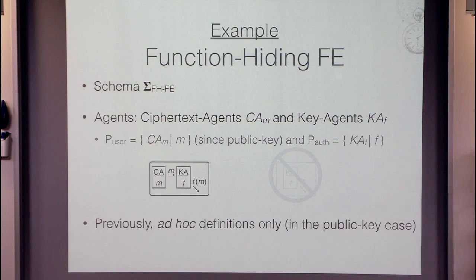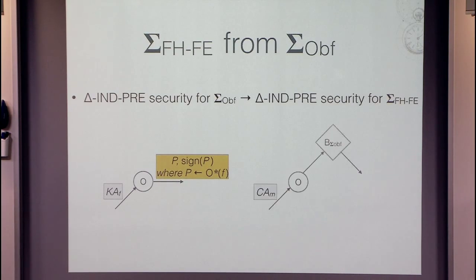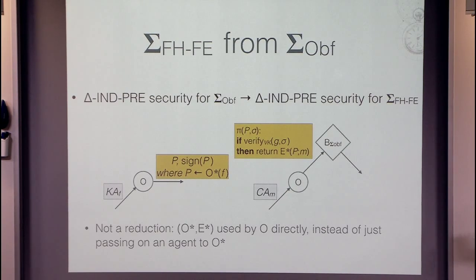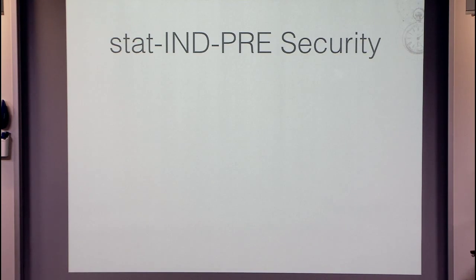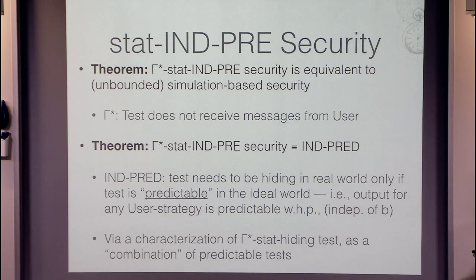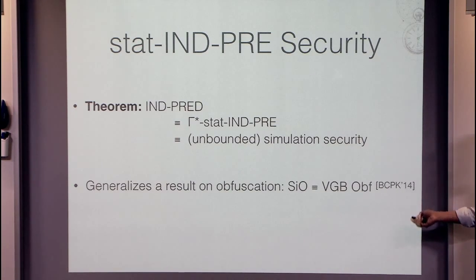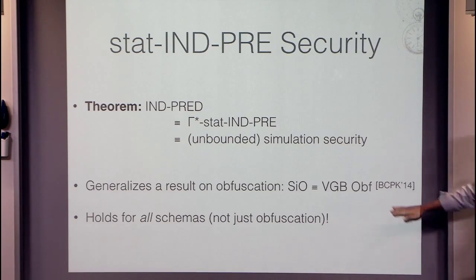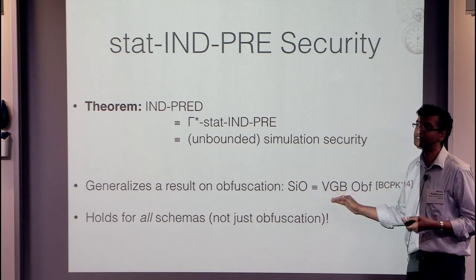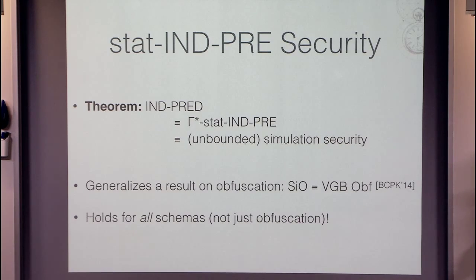One other thing in that spirit. I'll just rush through this. There's another construction, which is for function hiding functional encryption, which is similar. I'll skip that. I'll just mention that there's some new work where we have a theorem which extends a result of Bitansky et al. It was a result about obfuscation of two kinds, but it turns out it's not a result about obfuscation per se. It's a result that holds for all schemas.